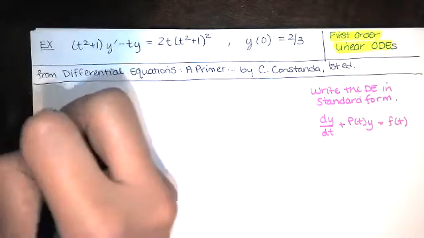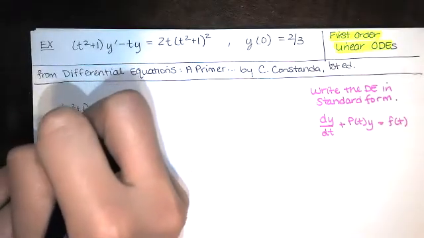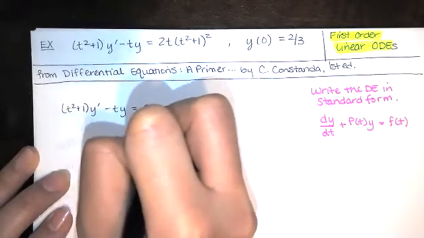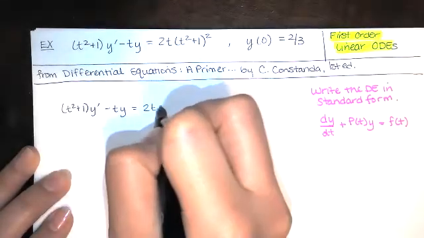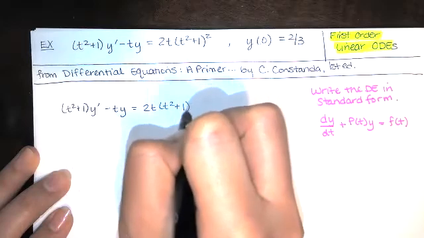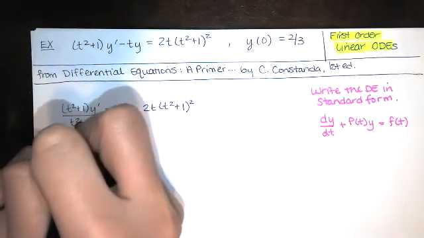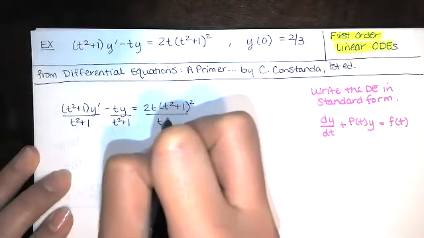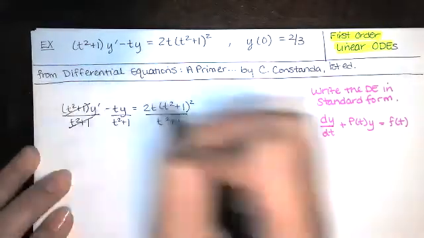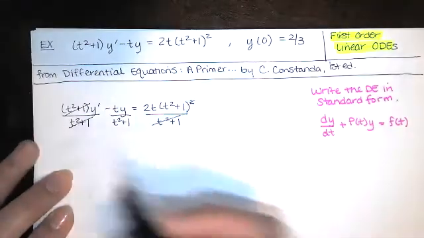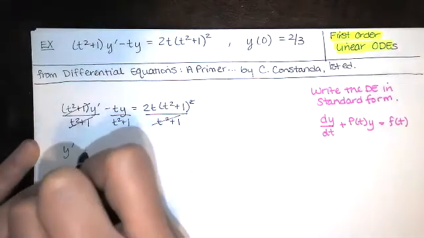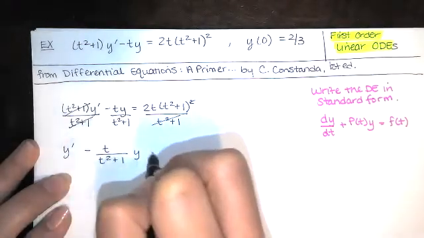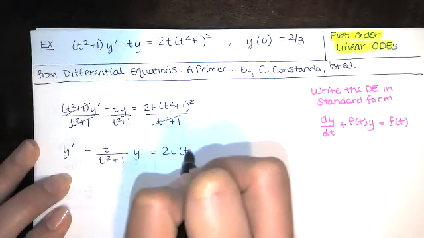We're almost there with this. We just need to divide both sides by that coefficient of y prime. And remember, y prime and dy/dt are the same thing. So we're going to divide both sides by t squared plus 1. And now the differential equation is in standard form. I've got y prime minus t over (t squared plus 1) times y equals 2t times (t squared plus 1).